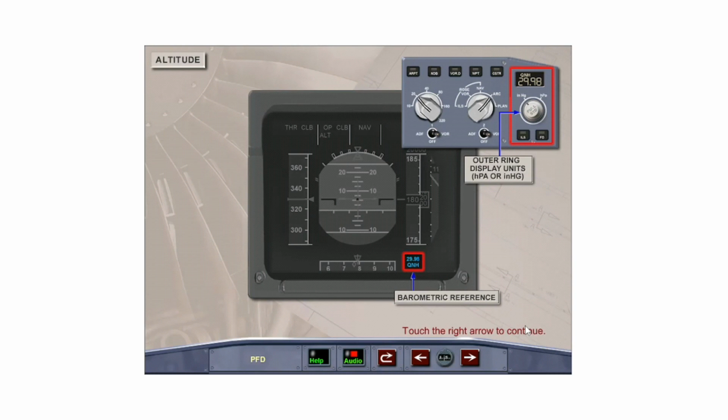The barometric reference displays QNH in inches of mercury or hectopascals, depending on the unit selected on the outer ring of the barometric reference selector on the EFIS control panel. The inner knob sets the current barometric pressure. The display changes to standard pressure if the crew pulls the barometric reference knob at the transition altitude. The display pulses to remind the crew to change the altimeter setting if it hasn't already been set when passing through the transition altitude in climb or descent. Pull the barometric reference knob by clicking on it, then the right arrow to continue.